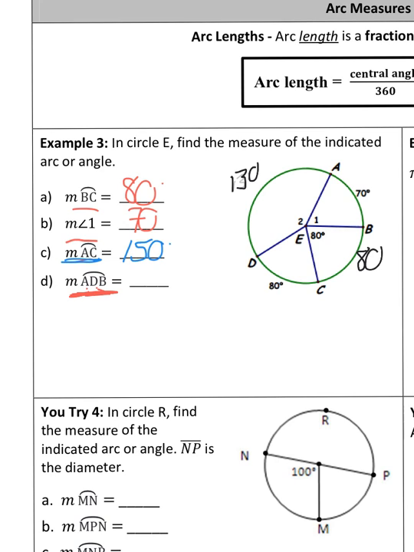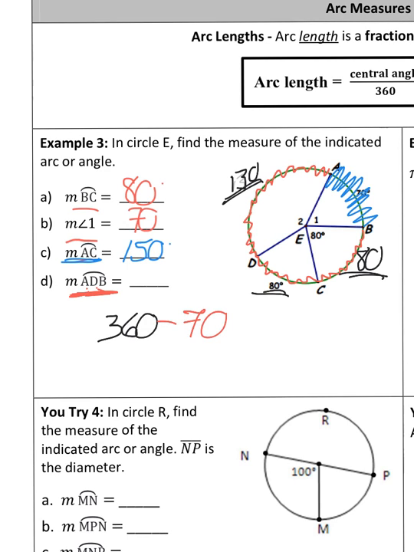So now I'm going to go back and go the other direction. I'm going from A to D, this direction, and then up to B. So I've almost gone all the way around my circle. I've included the 130, I've included the 80, and I've included the 80. So I have two options. I can add up those three pieces, 130, 80, 80, or I know all the way around is 360. The only piece I didn't include in this arc is this right here. That's 70. So I could just take that away, which leaves me with 290.